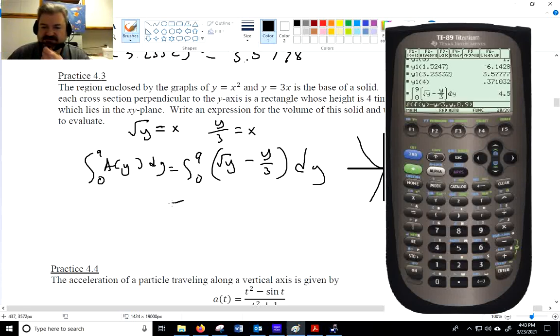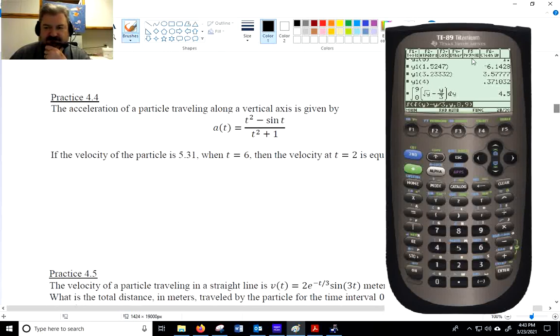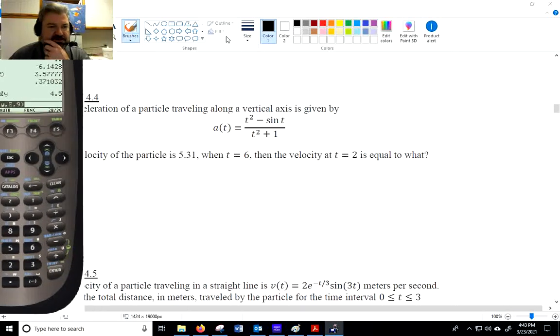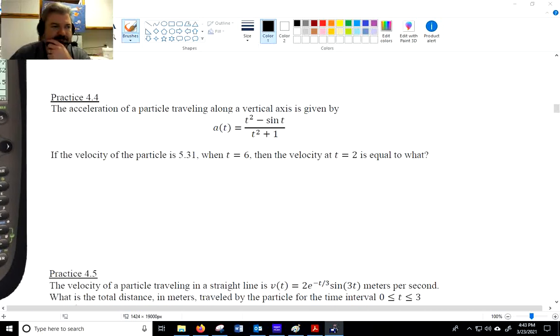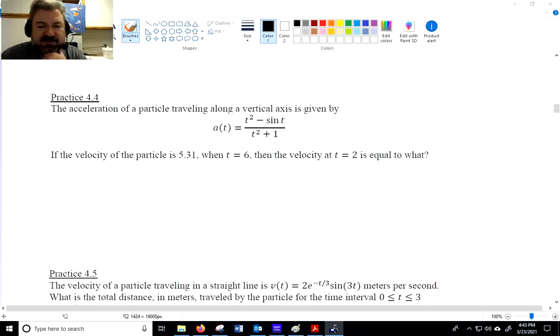Which gives us 4.5. All right, let's try the next one. The acceleration of a particle traveling along a vertical axis is given by this function. If the velocity of the particle is 5.31 when t equals 6, then the velocity at t equals 2 is equal to what? Pause the video and give it a try.